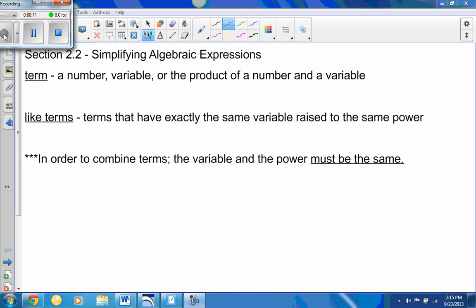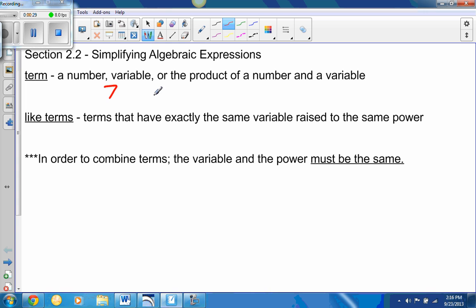Need to review a couple of terms first, and coincidentally enough, your first term is term, but we're talking about it in terms of algebra. So it's a number, a variable, or the product of a number and a variable. And I know you're thinking, what? Believe me, you know what it is.